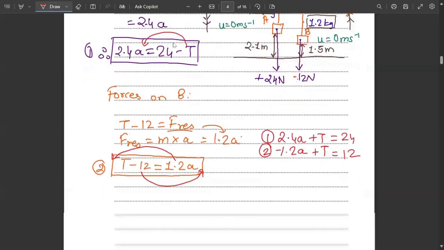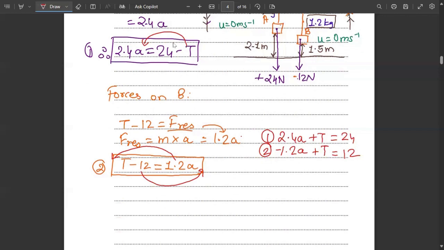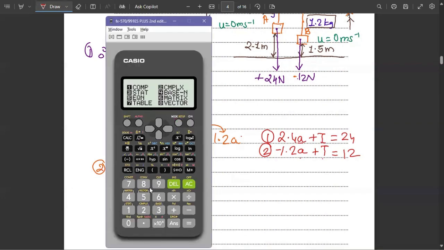So now I can solve this. As you can see, this is a simultaneous equation because you have two variables. Now let me pull out my calculator. I'll go to mode, equation, and I'll select one. This is ax plus by plus c, the third option, the first option. So I'll click on one. So I'll get 2.4, 1 and 24, minus 1.2, 1 and 2. So the answer for A is 10 by 3 and T is 16.